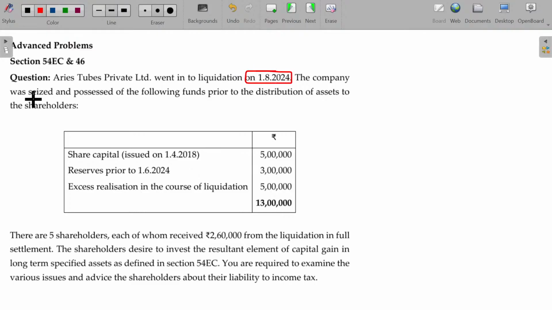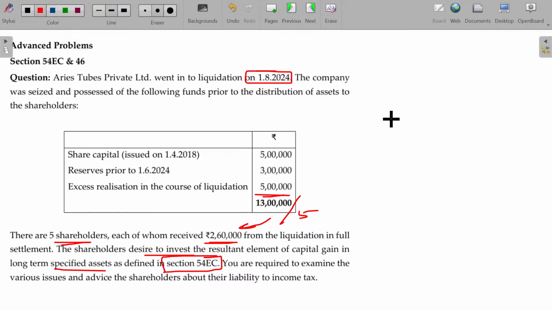The company was seized and possessed of the following funds prior to the distribution of the assets to the shareholders: share capital, reserves and surplus, and excess realization in the course of liquidation being 5 lakhs. There are 5 shareholders, each of whom received 2,60,000 from the liquidation. The shareholders decide to invest the resultant capital gain in long-term specified assets as per section 54EC.